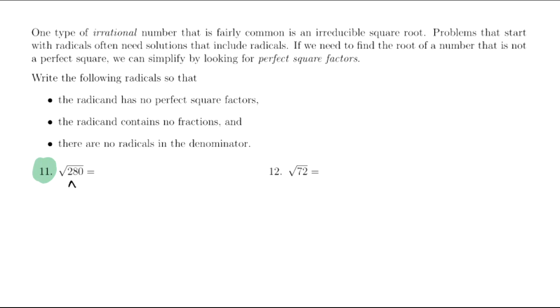So this is 28 and 10. This would be 4 and 7. And that's a perfect square, so that's good. 10 is 2 and 5, and you can't go any further. And so this is actually equal to the square root of 4 times the square root of 7 times the square root of 2 times the square root of 5. The square root of 4 is just 2. And then 2 times 5 is 10, times 7 would be 70. So you would write that as 2 times root 70.